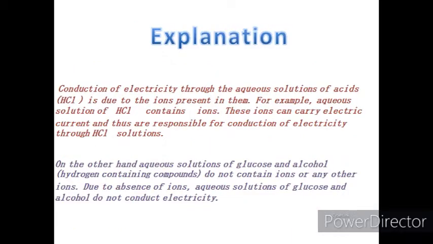So here is the explanation of this activity. The conduction of electricity through the aqueous solution of an acid, that is HCl, is due to the presence of ions. For example, HCl solution contains ions, and these ions can carry electric current and thus are responsible for the conduction of electricity. On the other hand, glucose and alcohol do not contain ions, and due to the absence of these ions, aqueous solutions of glucose or alcohol do not conduct electricity.